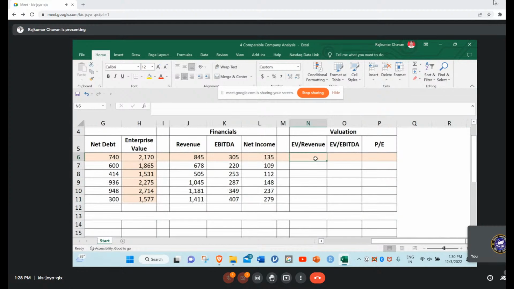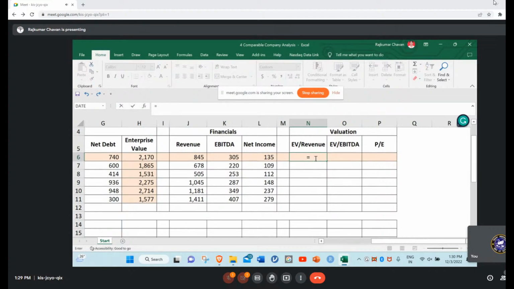Now these are financial data which are available. Revenue is given, EBITDA is given, net income is given. What is the next one? Valuation. In valuation, these are further ratios: EV divided by revenue, EV divided by EBITDA. EV means not equity value, it is enterprise value. PE means price to earnings ratio. How to calculate? What does EV stand for?